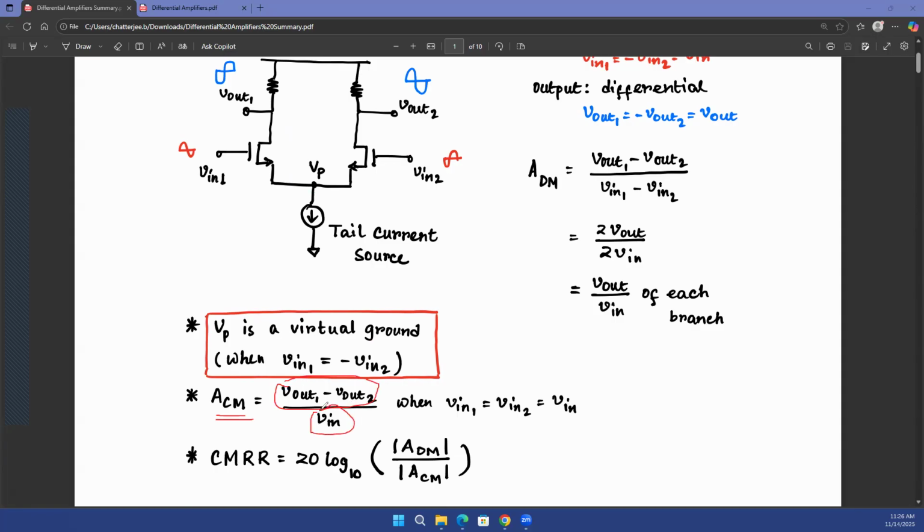The only difference is that the input AC quantity is common for both the terminals. So V in 1 and V in 2 are shorted, and then we are calling that equal to V. So when V in 1 equals V in 2, they're still AC, but it's the same quantity. Then the ratio of your output to input is called the common mode gain. There is a concept of CMRR, common mode rejection ratio.